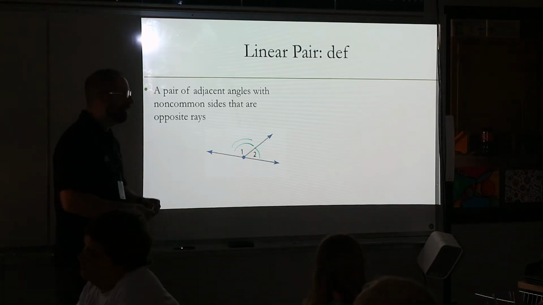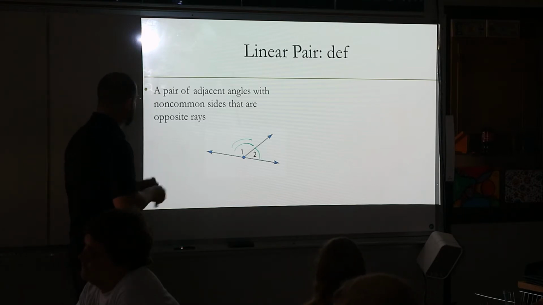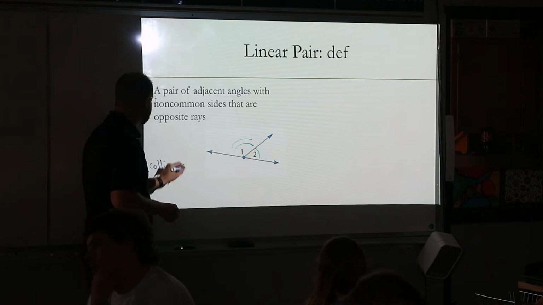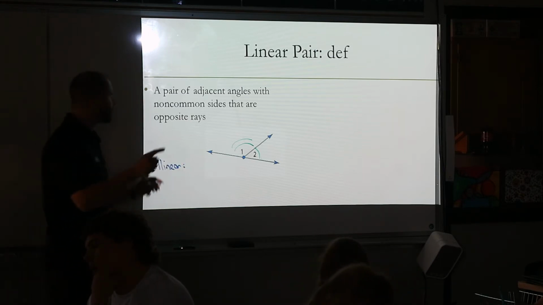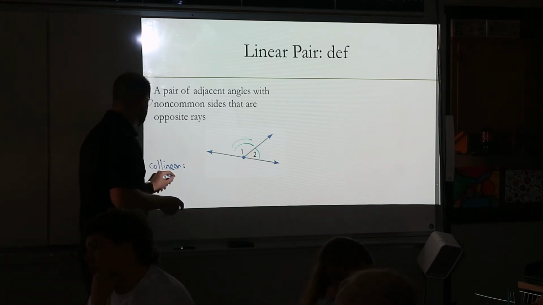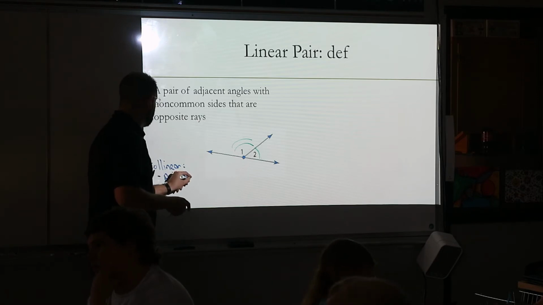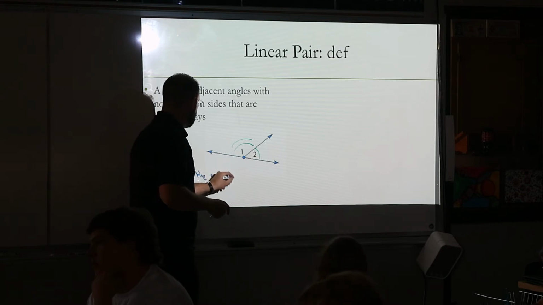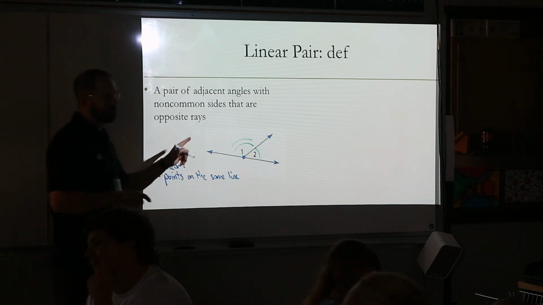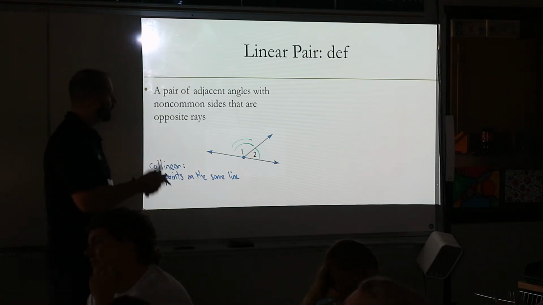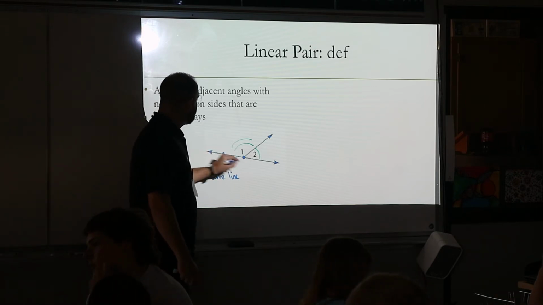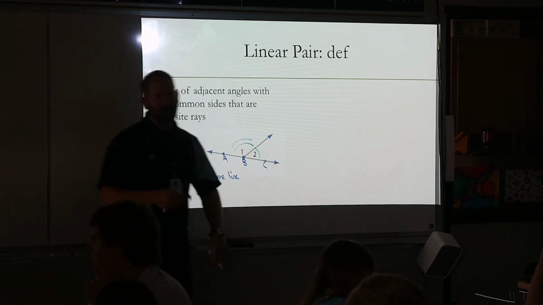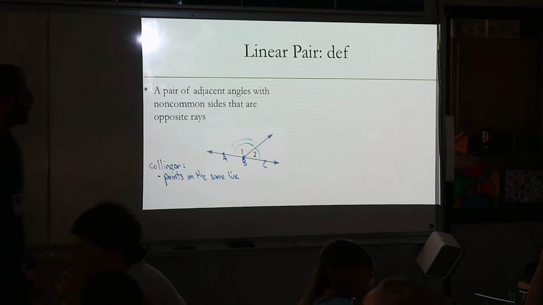There's a difference between this word and the word collinear, and I want to just bring this up. This is a part of angles we need to discuss. Collinear is when points are on the same line, versus two rays that are opposites and adjacent. So on this picture, I could have A, B, C being collinear, and you could have a linear pair of angles. The angles are a linear pair.